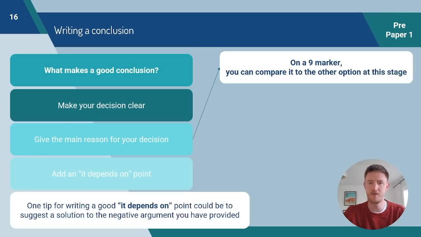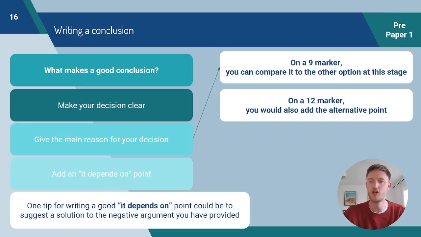On the 9 marker, in the main reason for your decision, at that point, you could mention the other option. I wouldn't do that in your main body, but in your conclusion, you potentially could. So if you're looking at 2 sources of finance and one of them has interest and the other one doesn't, you could say the main reason for your decision is that this source of finance has no interest, whereas the other option does. And obviously for a 12 marker, you could add the alternative point if you've got one.